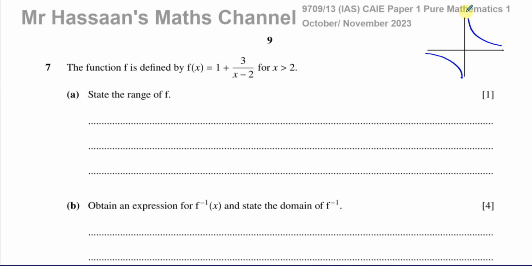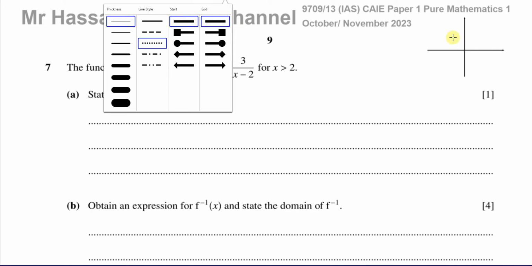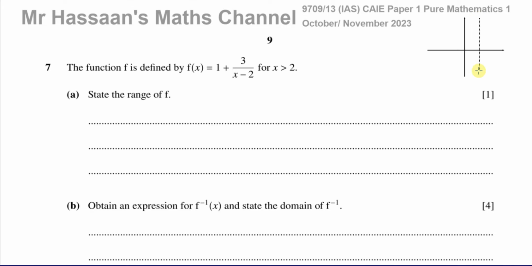But in this particular case, the asymptotes for this function are not going to be x equals 0. The asymptote is going to be x equals 2, because when x equals 2, this will be undefined. So if I do a little sketch, x equals 2 is one of the asymptotes, somewhere over here. And the other asymptote is when y equals 1, because it says 1 plus 3 over x minus 2. So it's like it's been translated 1 unit upwards. So it's going to be something like this.